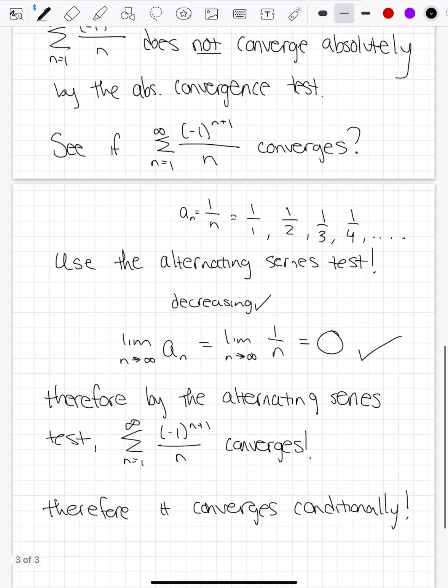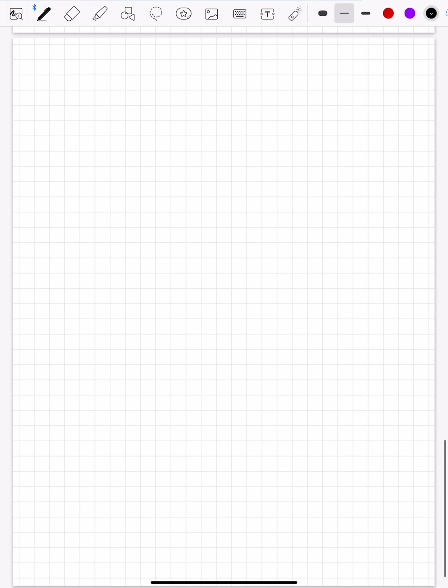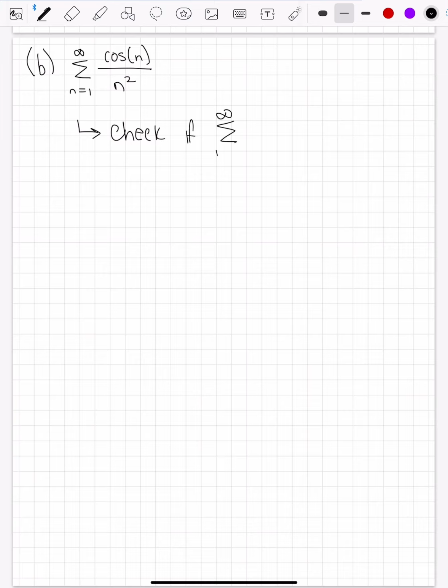And so let's do one more example of these, where we're trying to determine how does it converge? Does it converge absolutely or conditionally? So this is technically the same example, but part B. So we do the sum from 1 to infinity of cosine of n all over n squared, right? So since we want to check, does this converge absolutely, the first thing we'll do is check if the absolute value of that series converges. So we do the absolute value of cosine n over n squared.